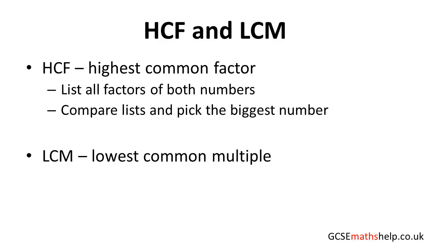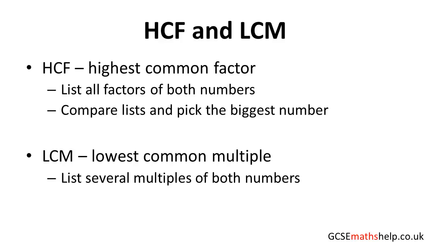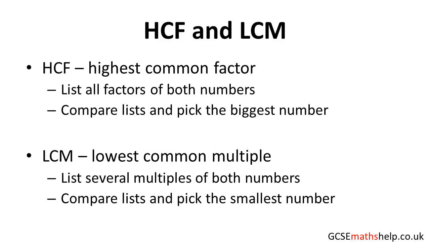For LCM, this stands for the lowest common multiple. So we're going to use a similar approach, simply list multiples of both numbers. Now obviously these lists go on forever and ever, so list a few of the first number and then list a few of the second number, and hopefully at that stage you can compare the lists and pick the smallest number. If however you haven't yet got a number in common to both lists, then all you do is carry on with the first list and carry on with the second list until you find a number that's in both lists. And remember, you're looking for the smallest number.